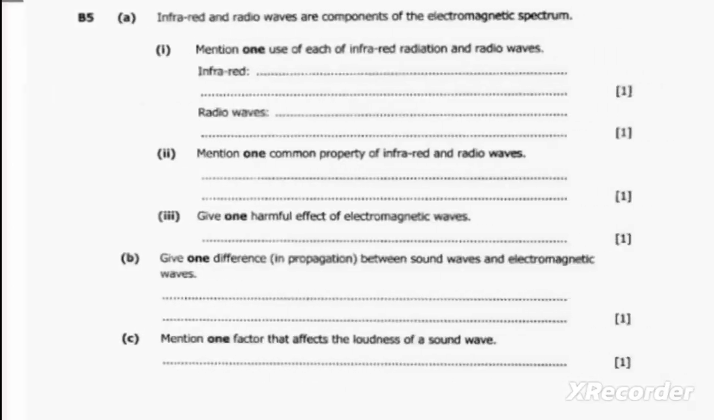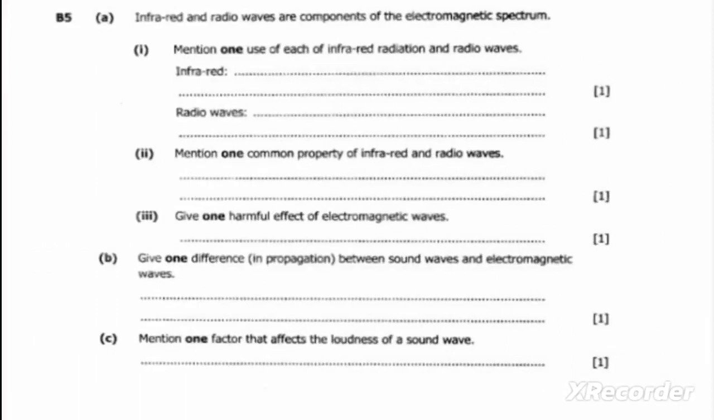Now let us shift to the next question, which is question B5. Question B5A, the question reads, infrared and radio waves are components of electromagnetic spectrum. B5A, Roman numeral 1, mention one use of infrared radiation and radio waves. So we are given infrared and radio waves.